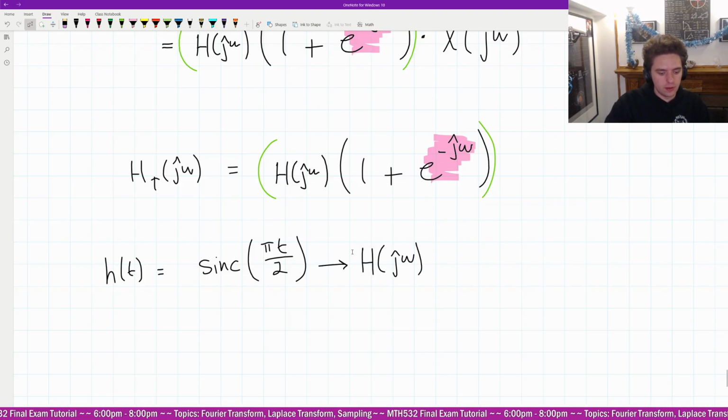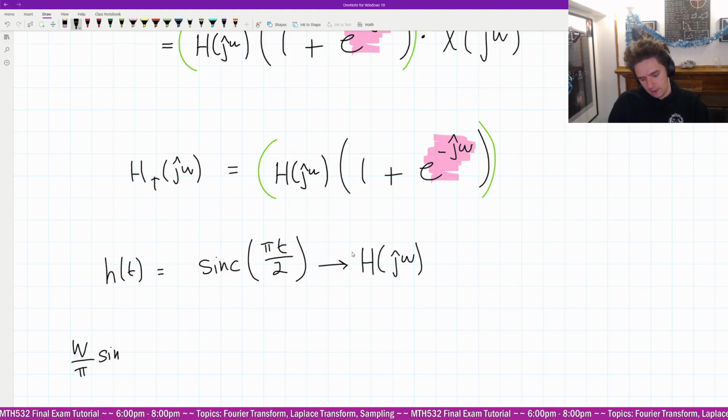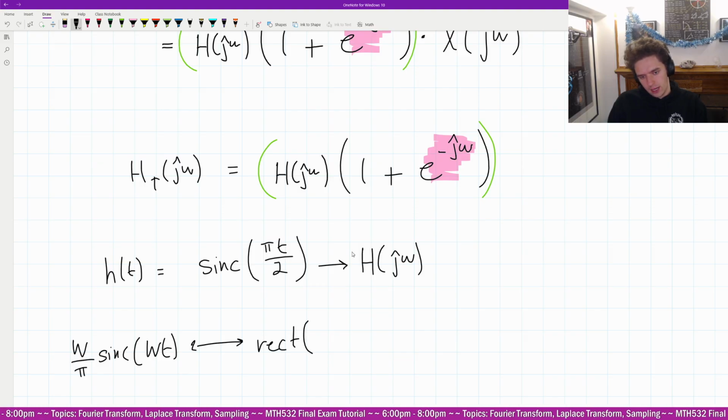Again, same way as before, right? So on our formula sheet, we have something for sinc. The formula we have is, if I can copy it right, sinc(πt/π)... sinc(Wt) turns into rect(ω/2W).